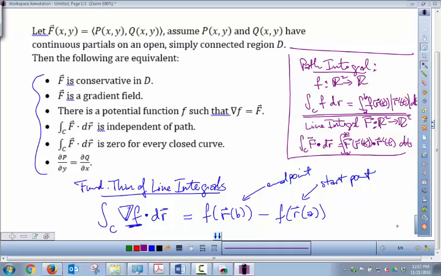Now, all this stuff works for the fundamental theorem of line integrals if your F is conservative. But now we're going to focus on a slightly different type of line integral. We're going to talk about line integrals over closed curves that may or may not be path independent or conservative or gradient fields. Okay, so this is from last time, and today we're going to continue talking about line integrals, but line integrals over closed curves.